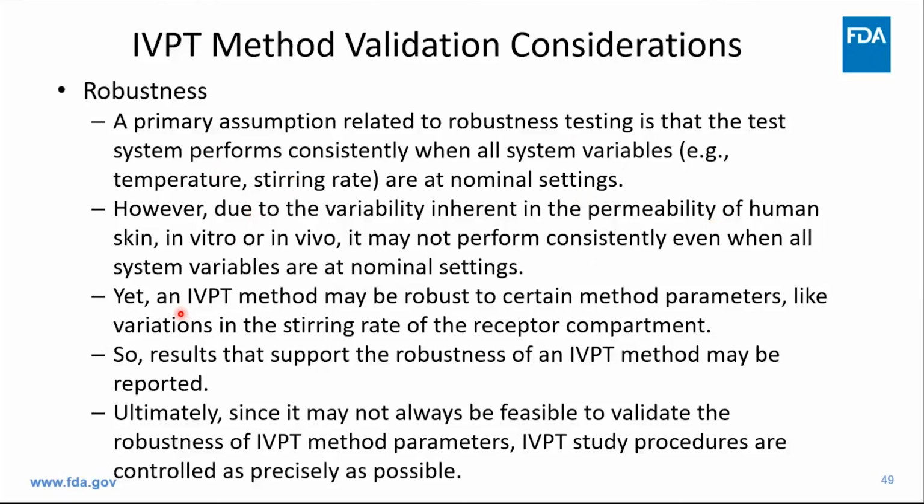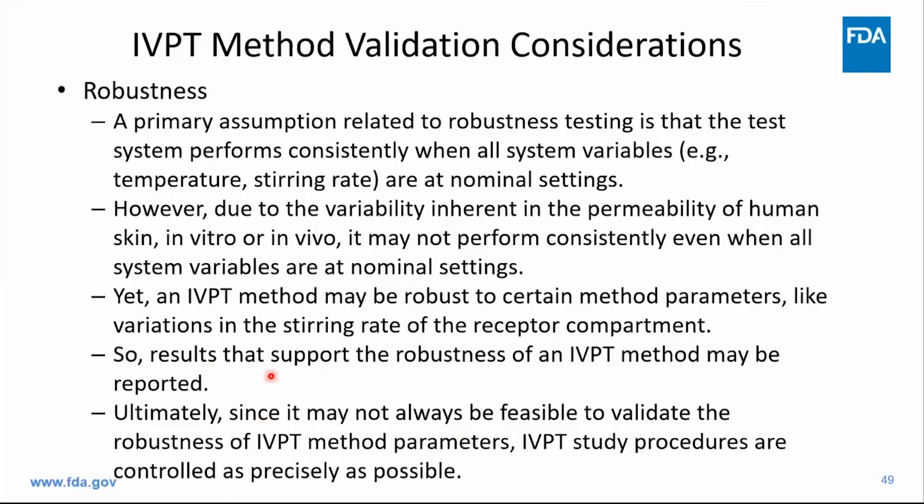Now, that being said, an IVPT method may be robust to certain method parameters. Like you may vary the stirring rate and say, I can have variation in my stirring rate, and I have that tolerance. It doesn't really affect my cutaneous PK profiles. So when you have results that support that your method is robust to that variation, like stirring rate, then great, report that. What that allows you to do is then have that variation. And so, I can vary that parameter. I had variation during my study, but my study is robust to that parameter. That's the value of having that.